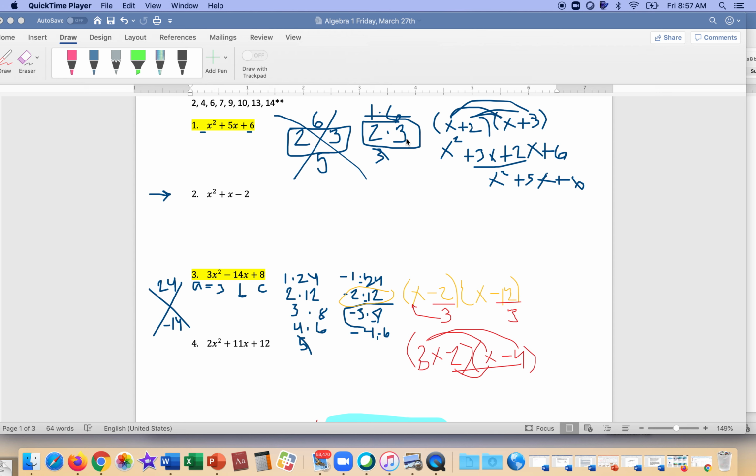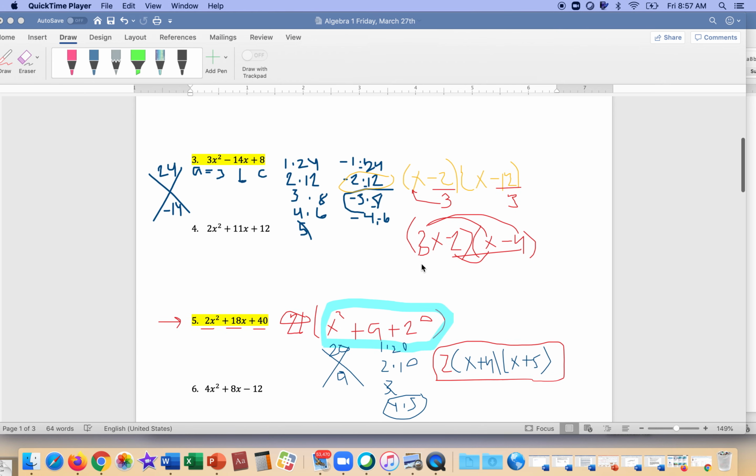So 2 plus 3 is 5. So 2 times 3 is positive 6. 2 plus 3 is 5. So then I have x plus 2, x plus 3. That's my answer. But if you're not sure if you did it right, you can always distribute, right? And when you do that and you simplify and you combine your like terms, you get your original problem. So we know we factored correctly.